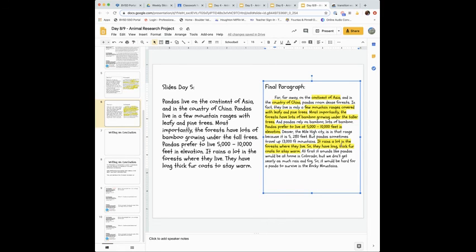So this is the part I copied, and this is where I tell more to compare it to home. At first, it sounds like pandas would be at home in Colorado, but we don't get nearly as much rain and fog, so it would be hard for a panda to survive in the Rocky Mountains. So doing this, comparing and contrasting to my own home, was me going above and beyond. That is not really a third grade expectation, but it's one way that you could explain more and show how much you really understand. For the most part, what I did was copy my slides and add transitions.